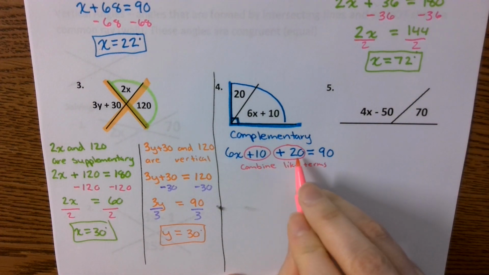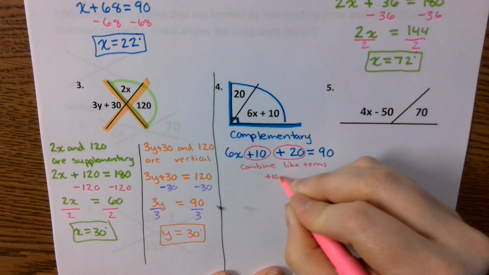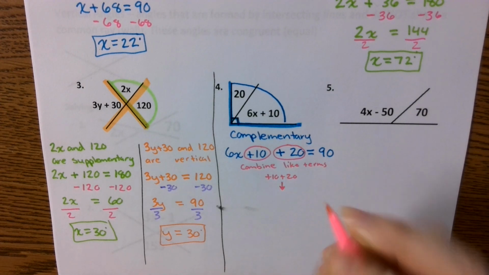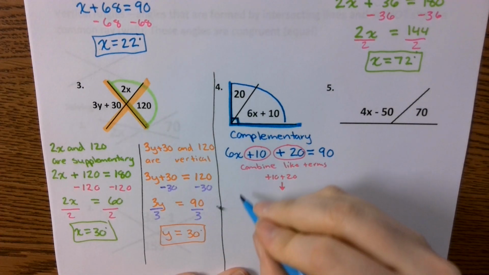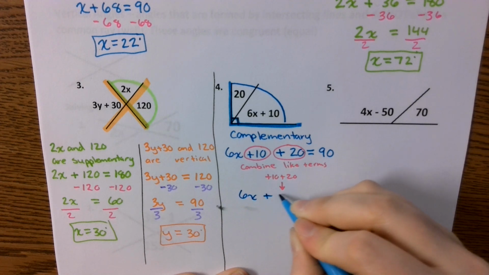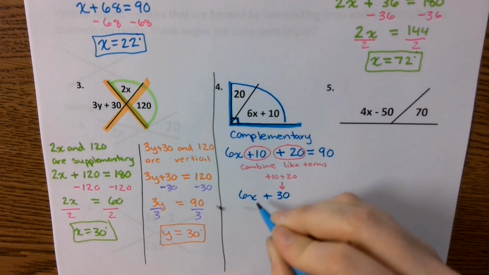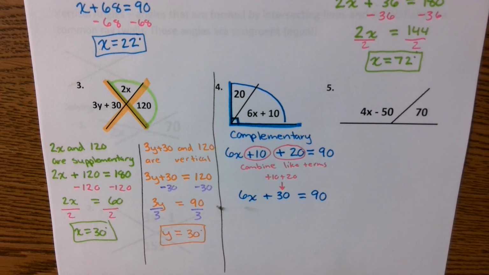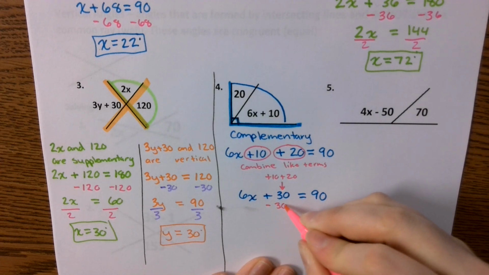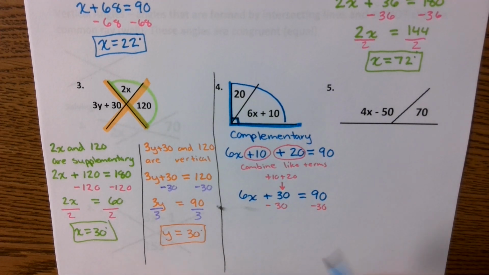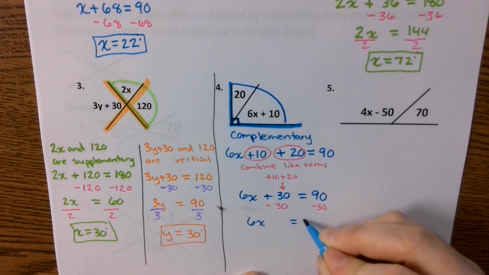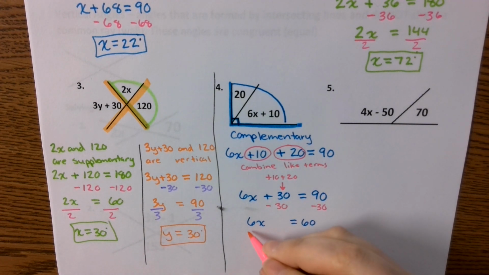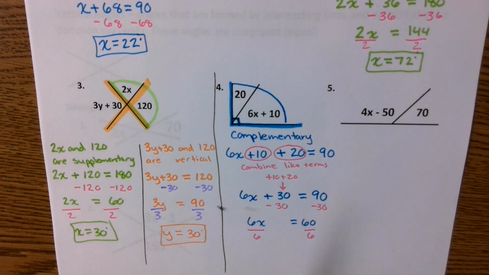If I add 10 and 20 degrees together, that's going to give me 30 degrees. So we now get 6x plus 30, because it's a positive 30 that we're getting, set equal to 90. From there, we can start solving. We've simplified as much as we can. We can then start solving by subtracting 30 from both sides. That's going to leave us with 6x is now equal to 60. And then we can divide both sides by 6, and we'll get x is equal to 10.